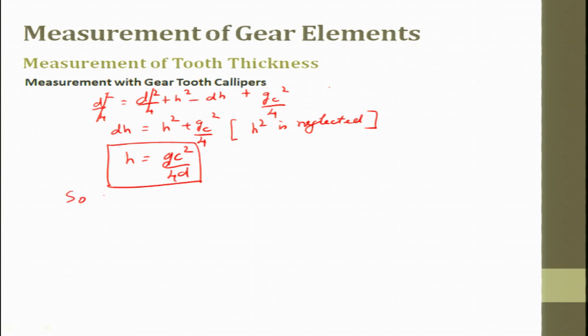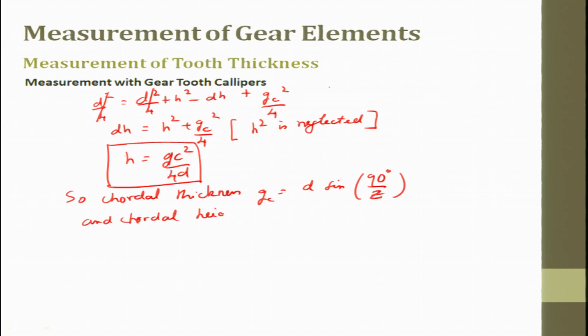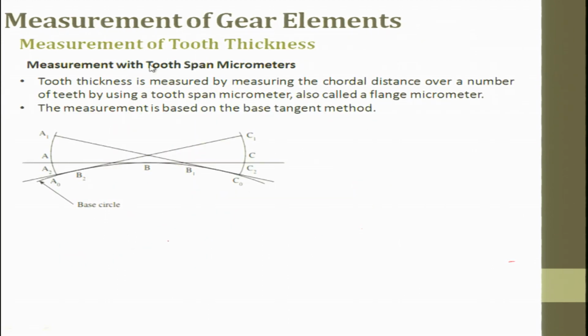So, caudal thickness is gc equal to d times sin 90 by z, and caudal height h is equal to gc square by 4d. Also, please make a note, hc equal to m plus gc square by 4d. Till now what we were doing is we were measuring it for a single tooth. Now we will try to measure for a set of teeth, for which we use the tooth span micrometer. Till now we did only one tooth. Now we will take some 3-4 teeth and then try to measure.